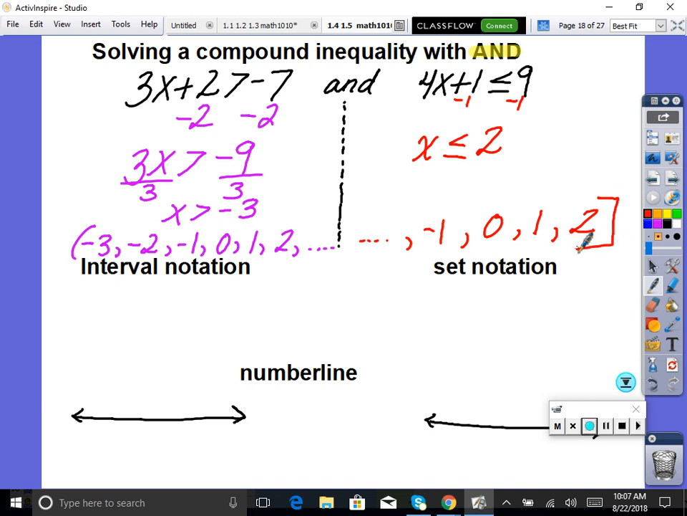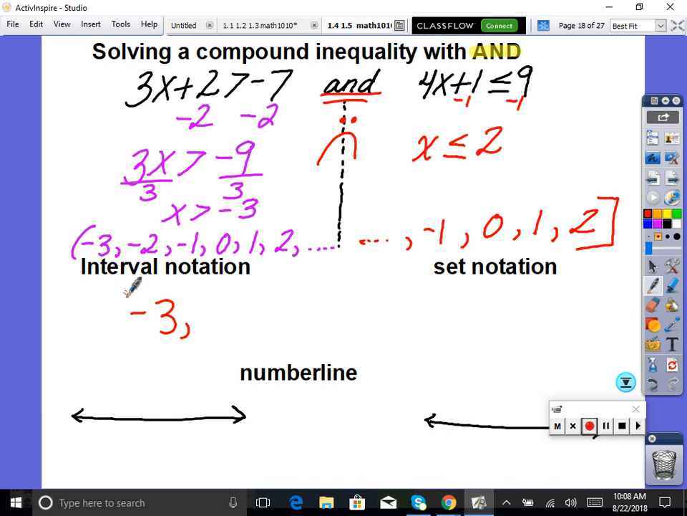Okay, now we're going to put the answers together. It's picky because of the word "and." "And" means intersection. It has to be in both to come. So what would be in my answer set? What's the lowest value one of them has? This one's going on forever, isn't it? So this one has a negative infinity. What's the lowest this one can go? Negative 3. Is negative 3 in this solution set? Yeah, so we can start with negative 3.